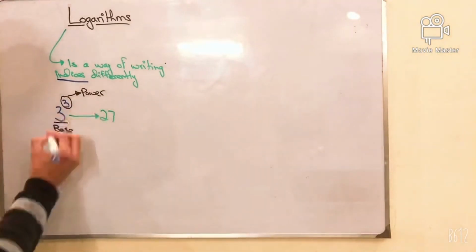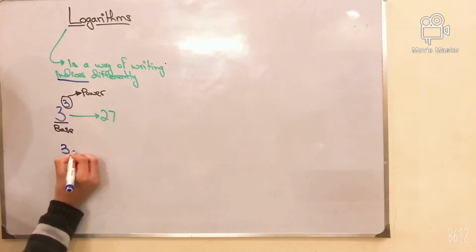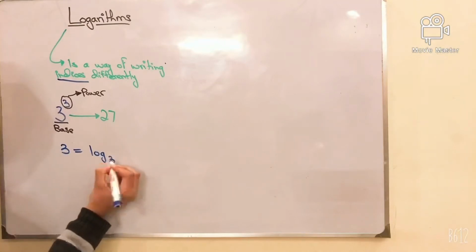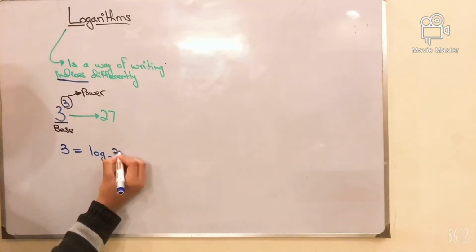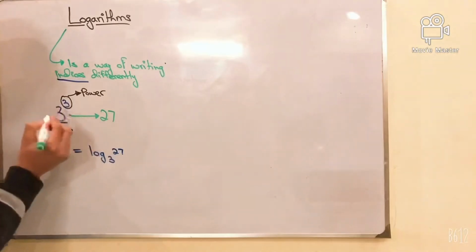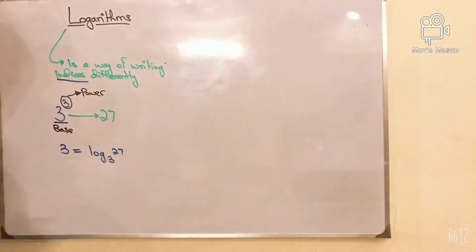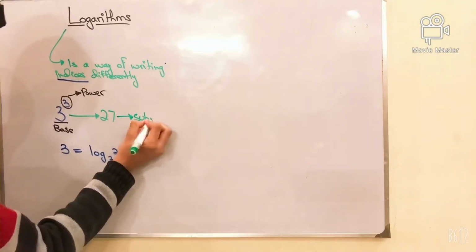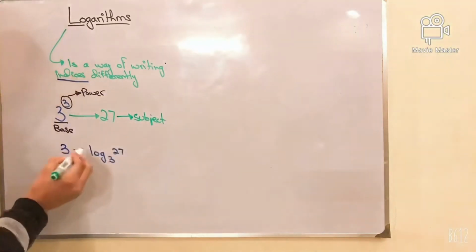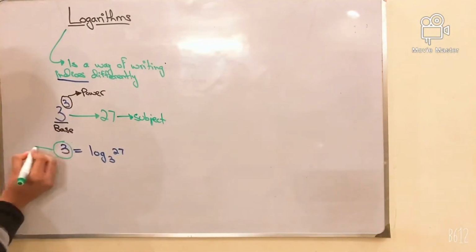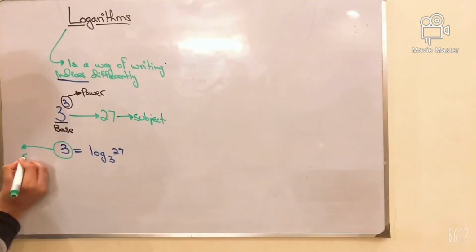We can also write this as 3 equals log to the base 3 of 27. Now note that we have changed the subject of formula. Previously this was the subject of formula. But when we took the log, the power became the subject of formula.